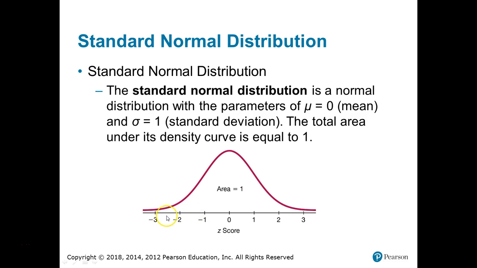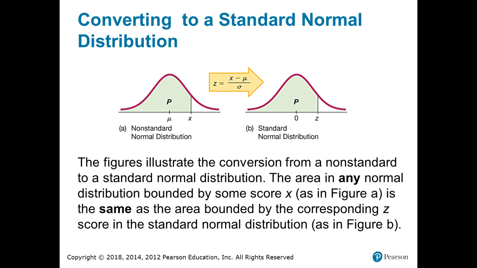Now the area under the curve is still going to be the same. The shape is still the same. But now we can take any normal distribution, standardize it, and now they can all look the same so we can analyze it. It's our way of comparing apples to apples and not apples to oranges.